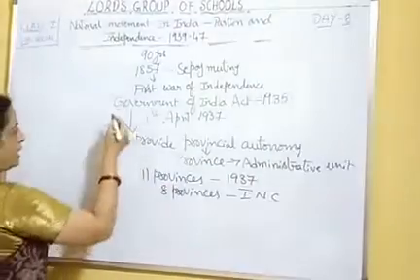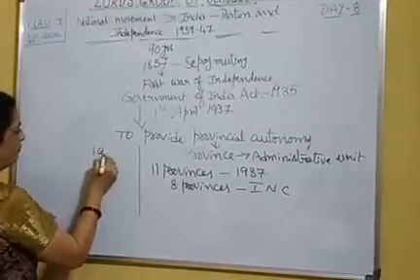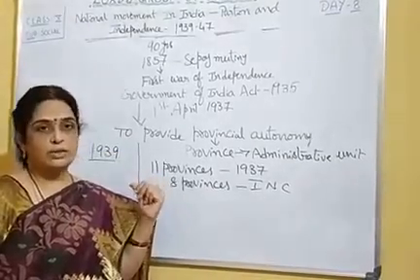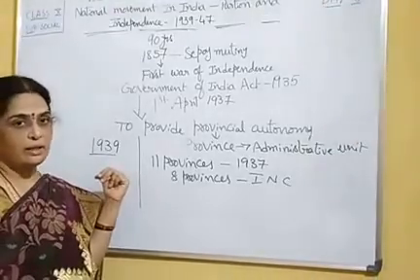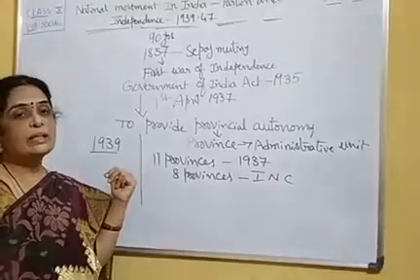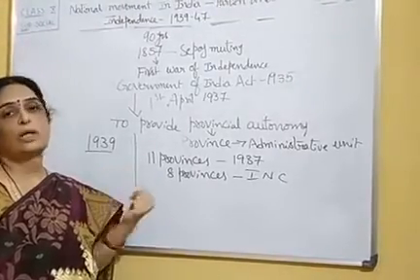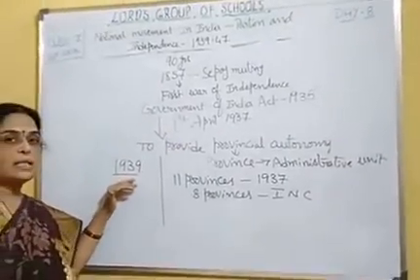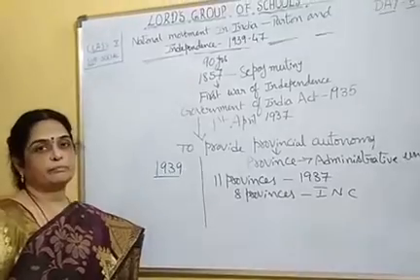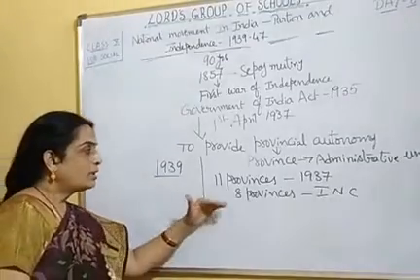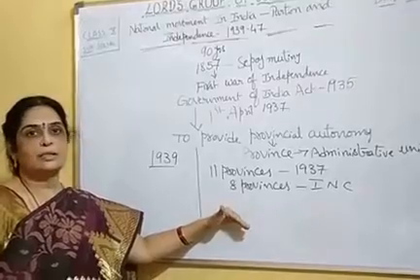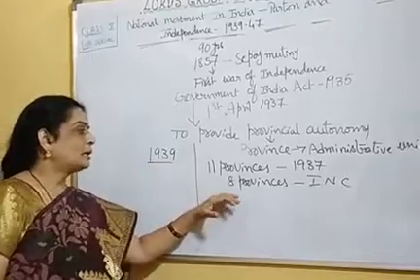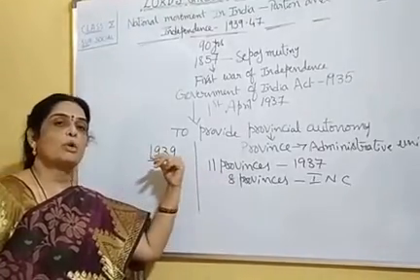But in 1939, the most important year in world history, the Second World War started because of Hitler's attack on Poland. In this Second World War, the Britishers wanted the help of the Indian army. Without deciding with the Indian leaders, without making any discussions, they decided to use the Indian army in the Second World War on the side of the Britishers.